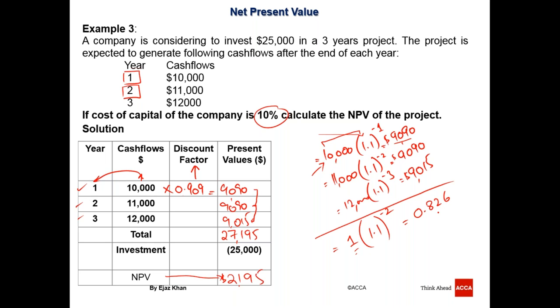So the company will be investing 0.826 today, so that when it receives $1 after 2 years, it will be able to generate its 10% per annum return. So for every $1 to be received in 2 years' time, the company is going to be investing 0.826. So if this is for $1, then what should be invested for the total $11,000? We just need to multiply. Simple. We'll get the same present value.